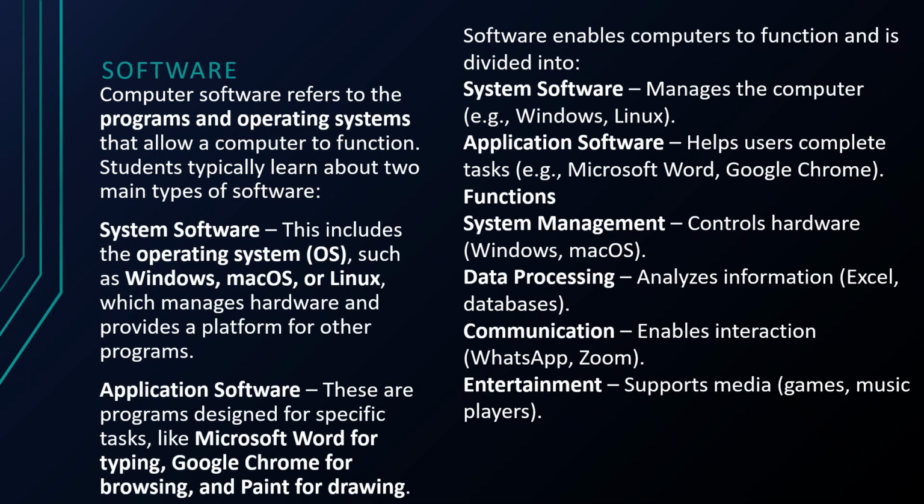Software. Computer software refers to the programs and operating systems that allow a computer to function. Students typically learn about two main types of software. System software. These include the operating system (OS), such as Windows, Mac OS, or Linux, which manages hardware and provides a platform for other programs. Application software. These are programs designed for specific tasks like Microsoft Word for typing, Google Chrome for browsing, and Paint for drawing. Software enables computers to function and is divided into system software, which manages the computer, e.g. Windows and Linux, and application software, which helps users complete tasks, e.g. Microsoft Word, Google Chrome.